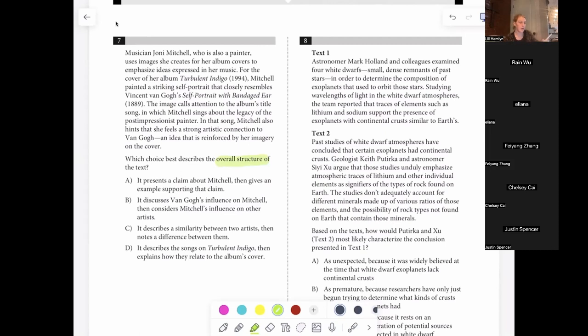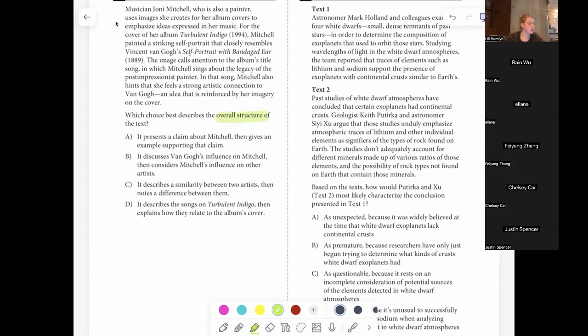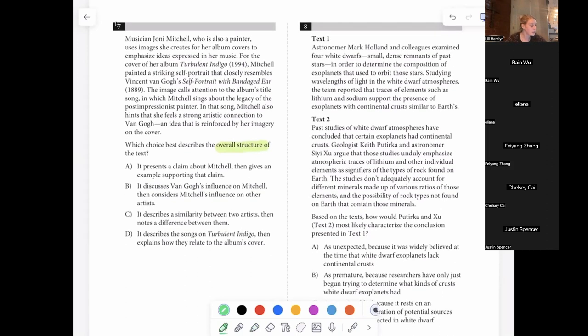Yeah, so keep in mind with the structure that we have to think about what happens through the text in a linear fashion, right? So if we look at the first sentence here, it says that Joni Mitchell is a musician and painter. Also, by the way, guys, Joni Mitchell is amazing. She's so good. Anyway, she uses images from her album to emphasize ideas expressed in the music. And then it gives an example, right? It says she does this for her album covers generally, and then it gives a specific example from Turbulent Indigo, right?